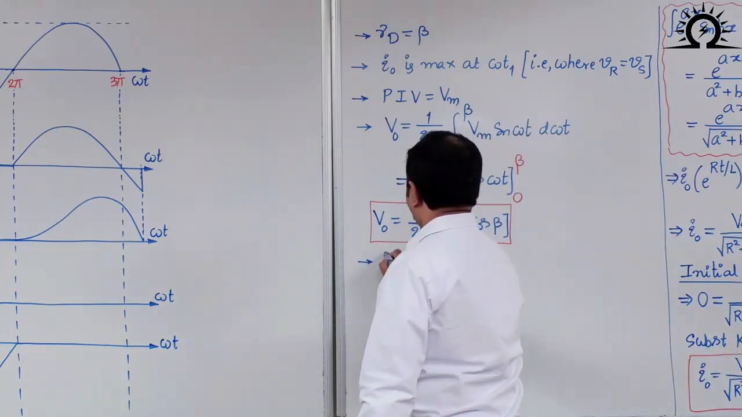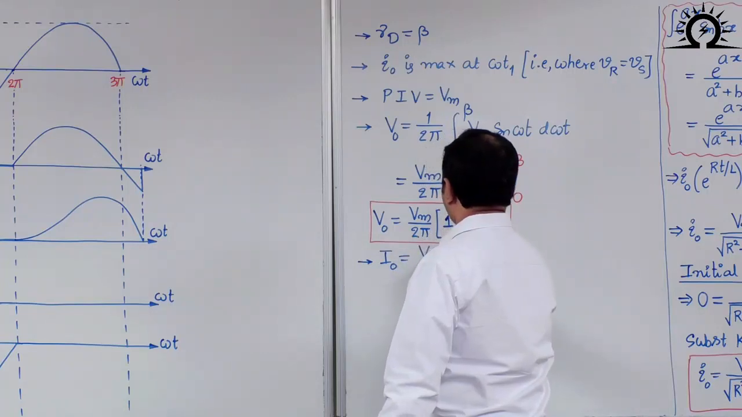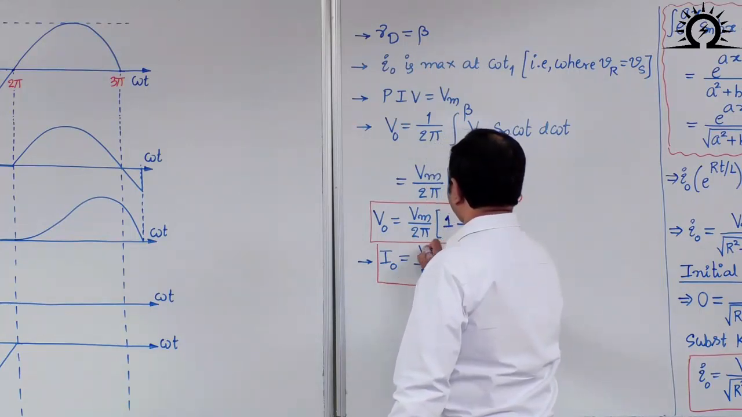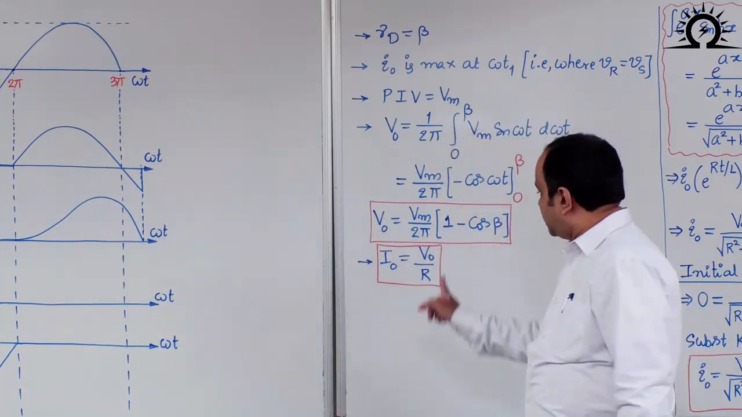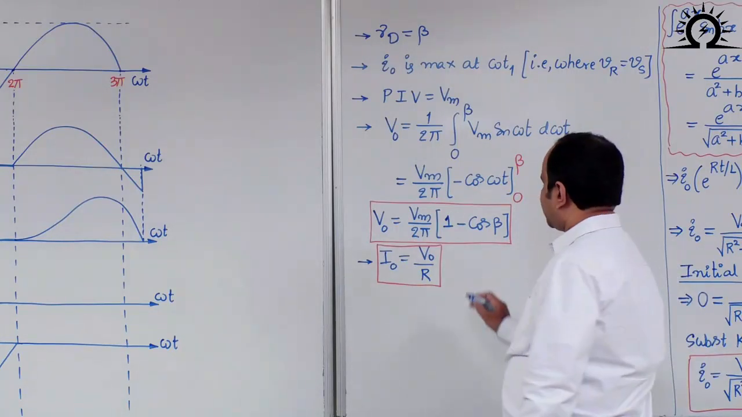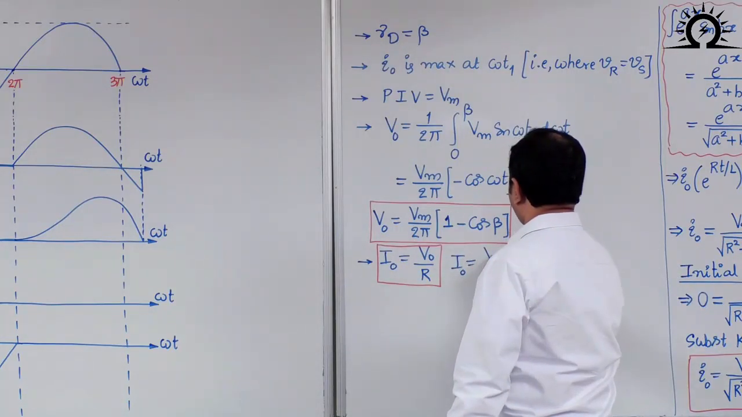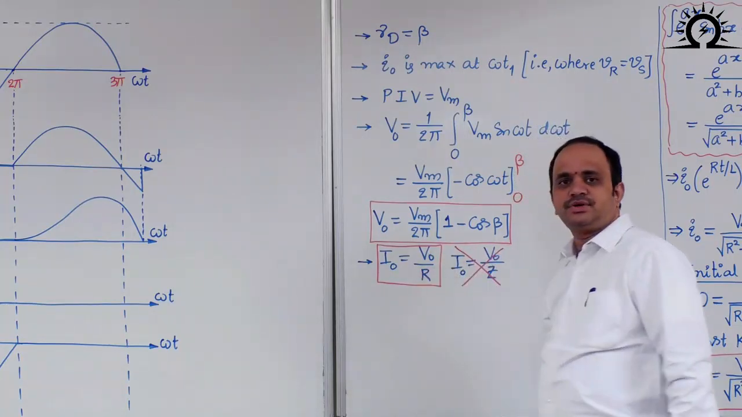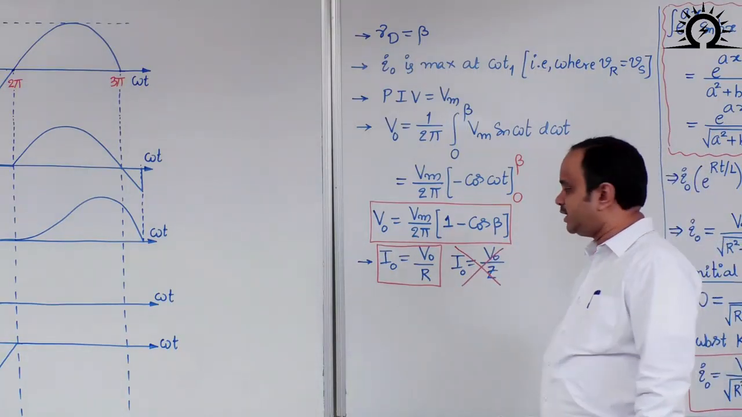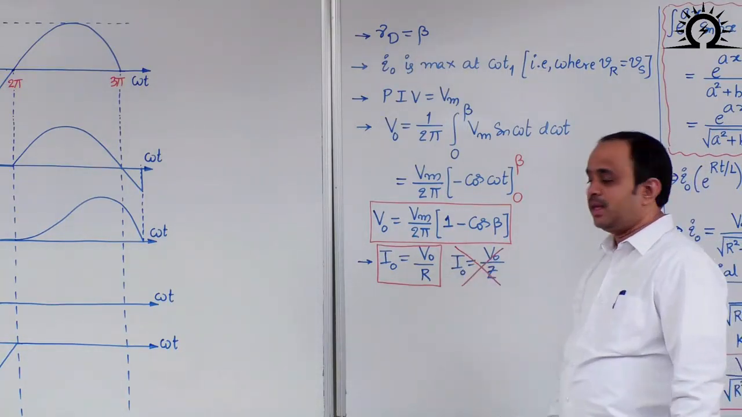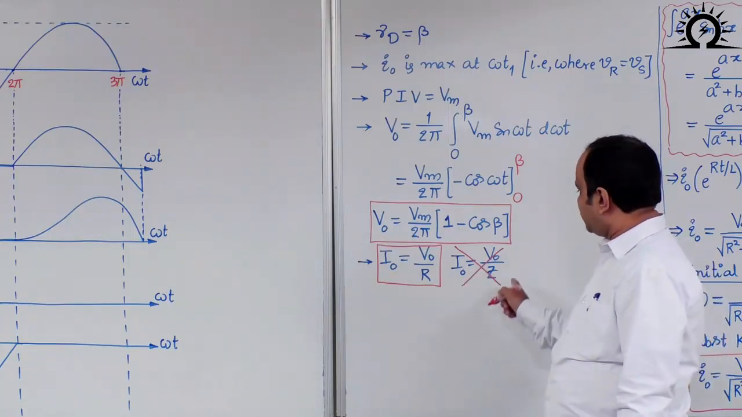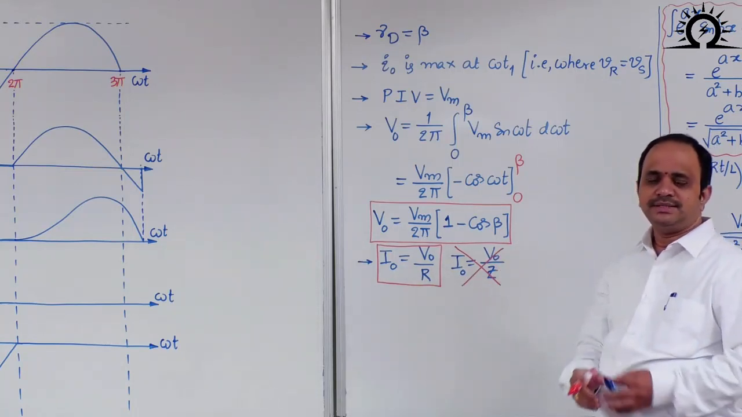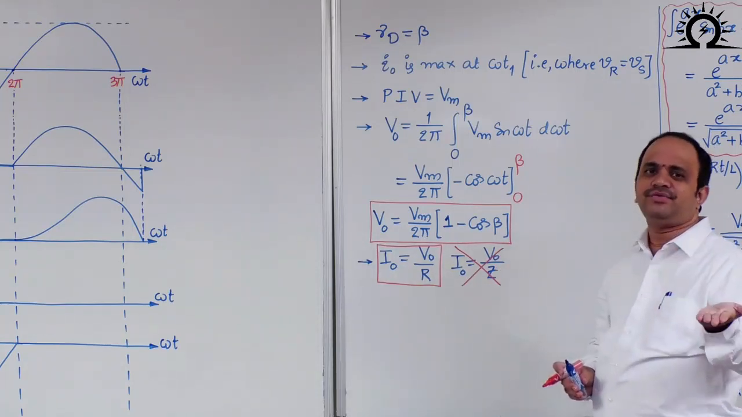Now let us write down the expression for average output current. Average output current can be written as I naught is equal to V naught by R. Here also there is one possibility for mistake. Suppose you write I naught is equal to V naught by Z, this is wrong. In your notes, write it down and strike it off so that you will not repeat this mistake again. What is the reason? The load side is DC. It is not good practice to use the Z symbol. The Z symbol is used for AC circuits.